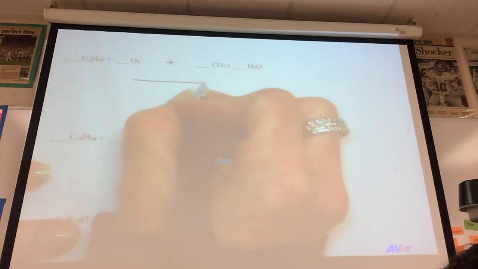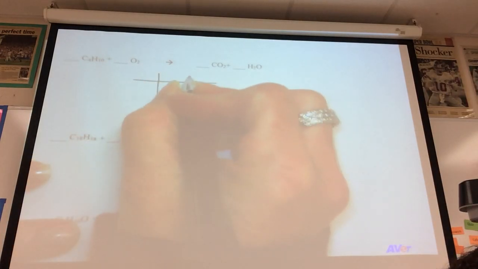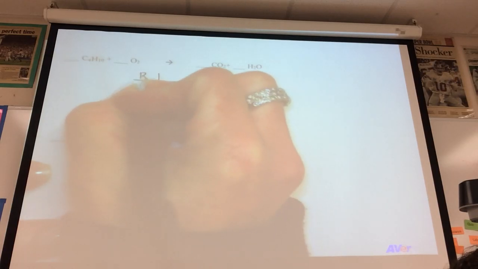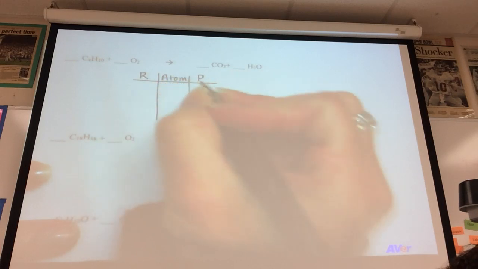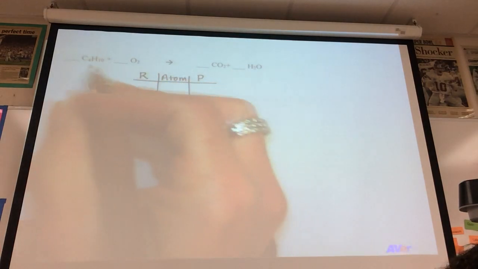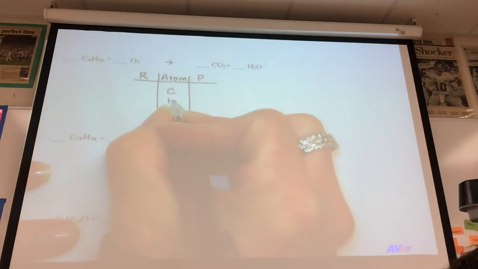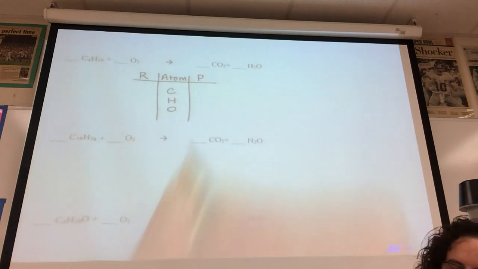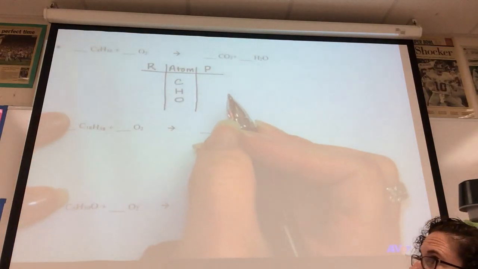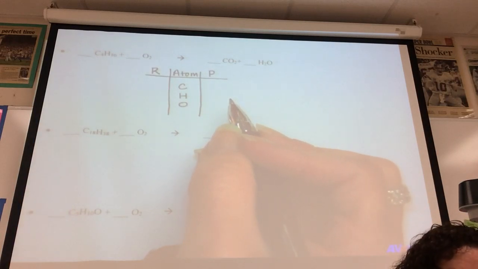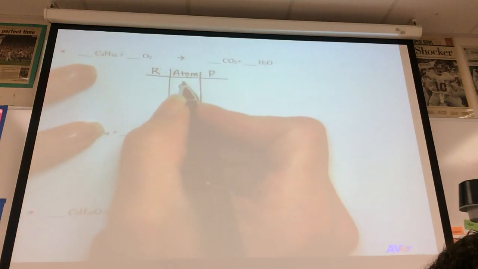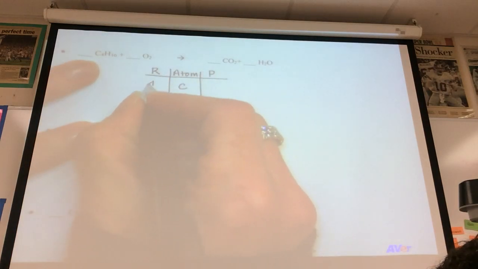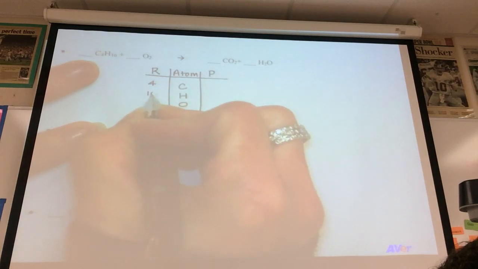As we talked about yesterday, we typically make a table, R for reactant, P for product, the atom in the middle. And as we talked about yesterday, every time you have a capital letter, you have a new atom. We talked also about counting the atoms as we did back in chapter 2. How many carbons on the reactant side? 4 is correct. Hydrogen, oxygen.